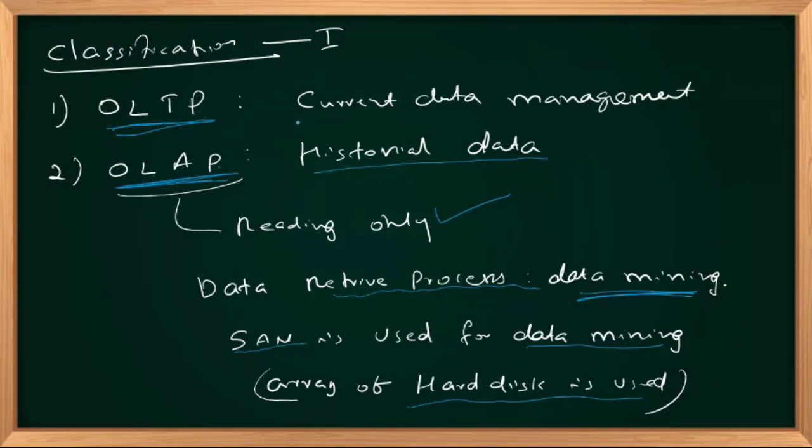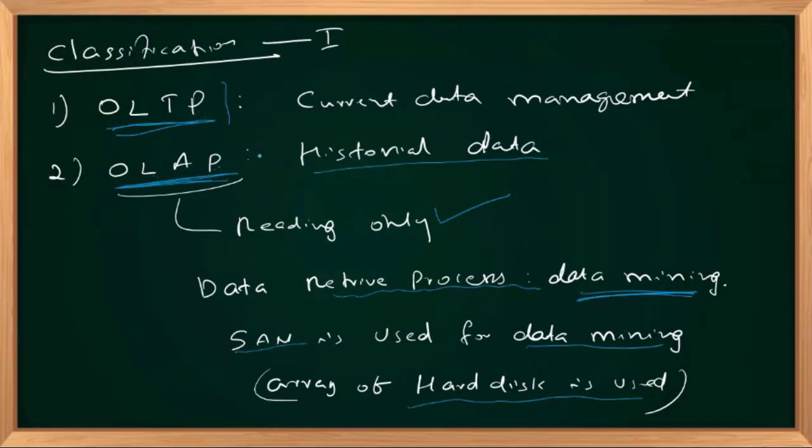For example, railway reservation system, train information system, flight reservation, flight information system. So management and maintenance of current data management system consists of online transaction processing system. So current information processing is under online transaction processing system. Second one is the classification online analytical processing.